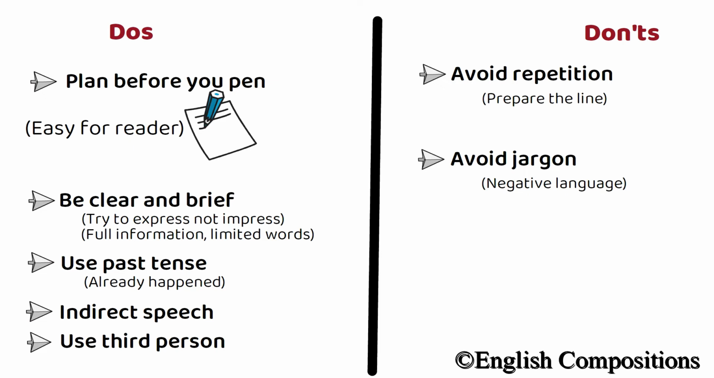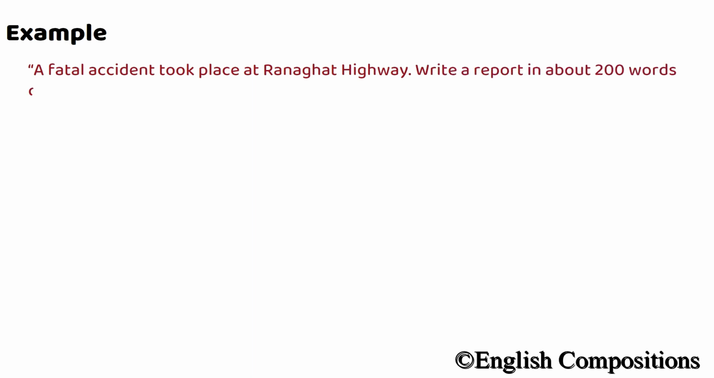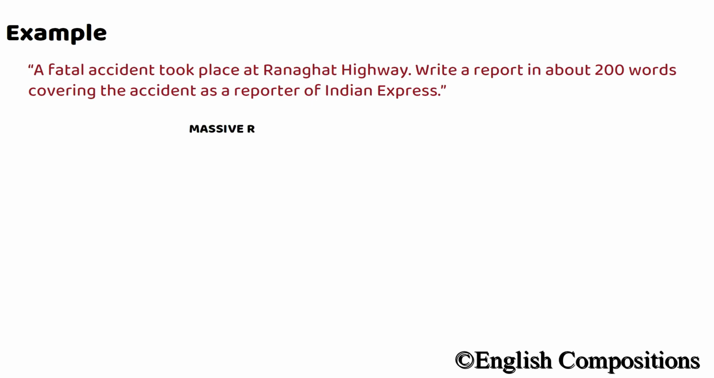But to help you more, we have an example to show you here. So the question is, a fatal accident took place at Ranaghat Highway. Write a report in 200 words covering the accident as a reporter of Indian Express. So, let's go for the heading. Remember, it must be in capital letters, so here is what it is. Massive road accident at Ranaghat Highway.